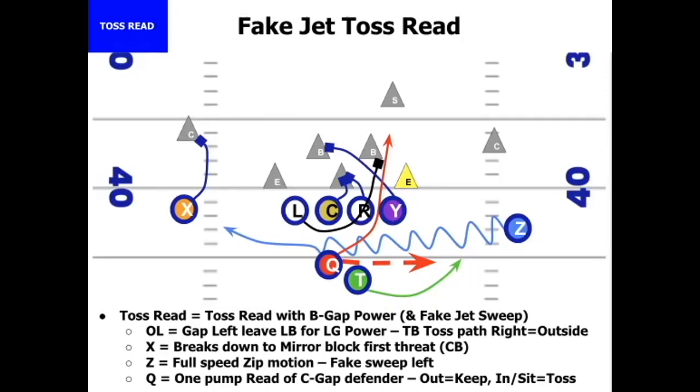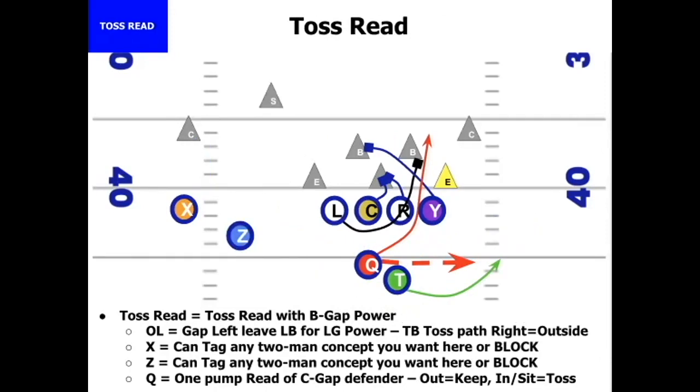And then finally, our quarterback is going to do that one toss pump fake, reading the right C-gap defender, in this case, the D-end still. If he goes outside, he keeps it up the middle. If he goes inside, or if he sits, he tosses it outside to the running back. So there you go. There is the official play art of this play. Now, again, the same play is right here out of a twin set without the motion.